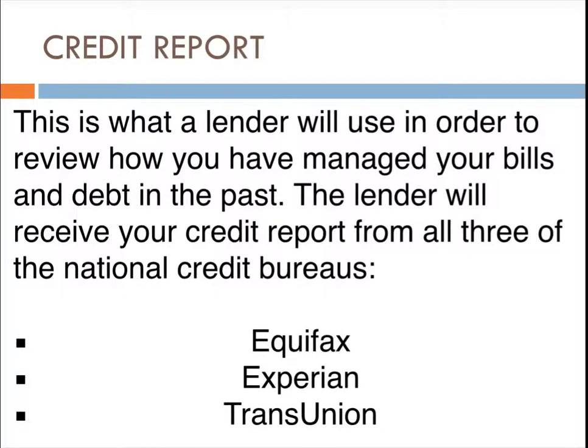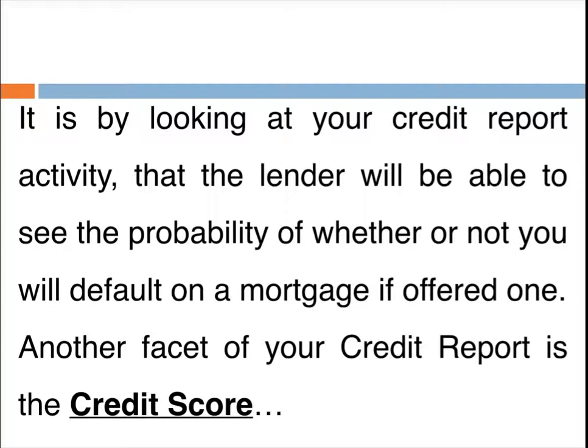Your credit report is what a lender will use in order to review how you have managed your bills and debt in the past. The lender will receive your credit report from all 3 of the national credit bureaus. It is by looking at your credit report activity that the lender will be able to see the probability of whether or not you will default on a mortgage if offered one.